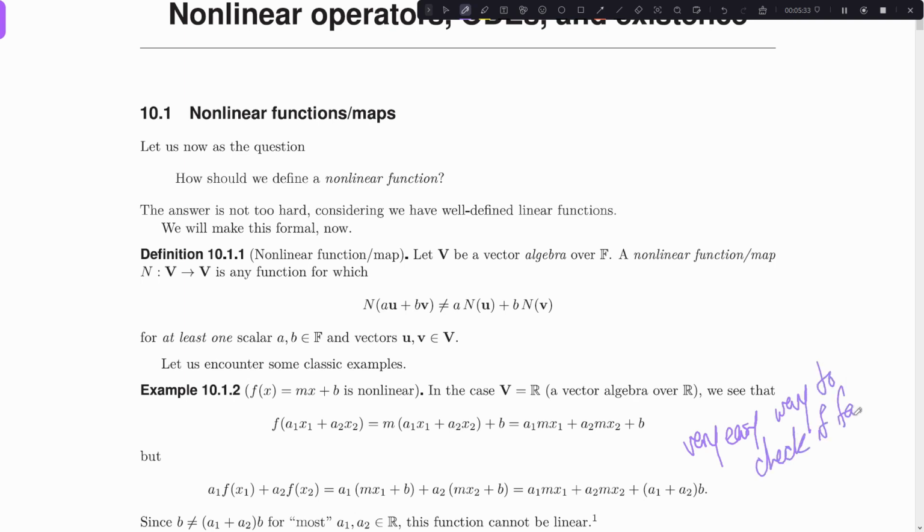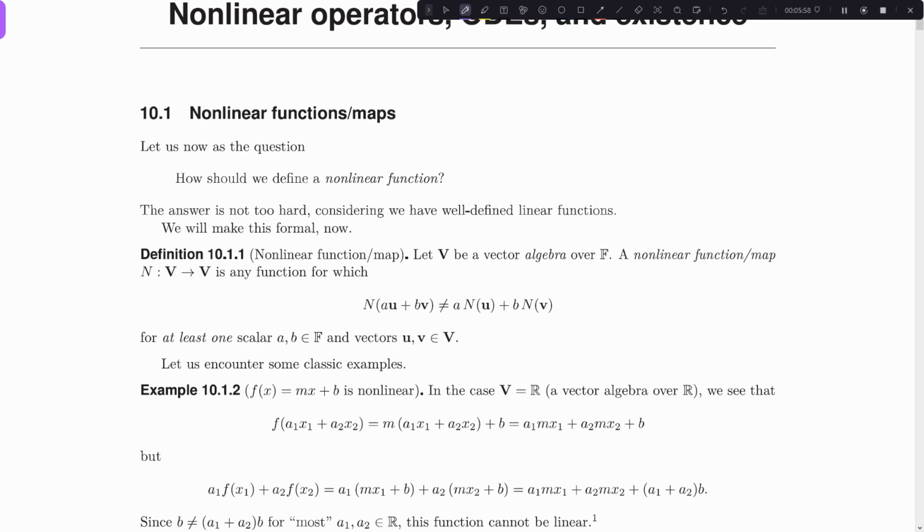Check if it fails. I should say possibly fails. Linearity: what does it map 0 to? All linear maps map 0 to 0. But for a nonlinear map, if I put in 0 and get something that's non-zero, then immediately I know it's nonlinear. So that's an easy way to check.